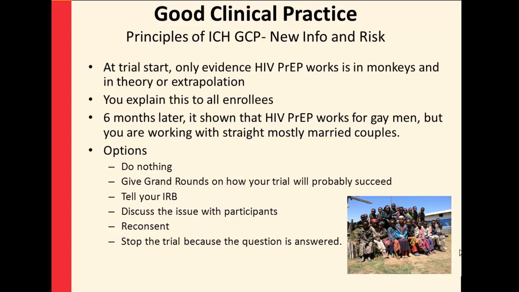So what do I mean by that? So let's say, here's an example. At the start of a trial, it's not just an example, it's one of my trials. At the start of a trial, the only evidence that HIV PrEP, which is pre-exposure prophylaxis, so that's where you give antiretrovirals to someone who's not infected to try to prevent them from getting infected, the only evidence that it works is in monkeys. And there's great theory behind it.